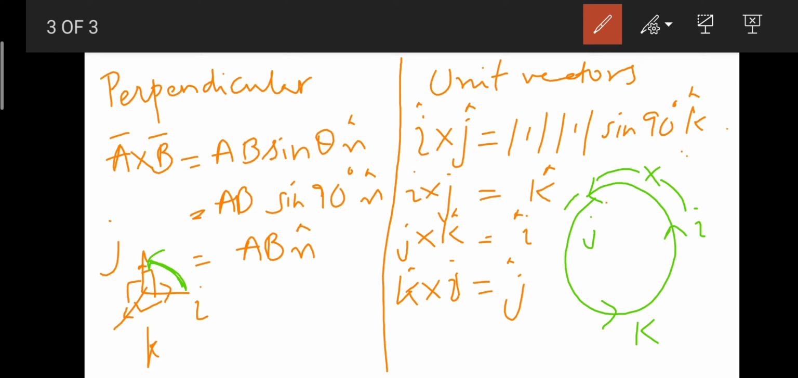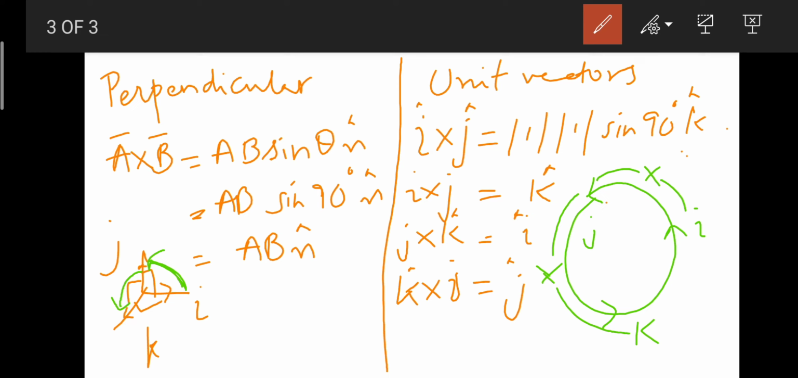Similarly, if I want to take the product between the j and k unit vectors, so if I draw it like this, j and k, use the curl of your fingers from j to k, then the thumb will indicate the direction, which is basically i. So in case of j cross k, we are having the i unit vector.